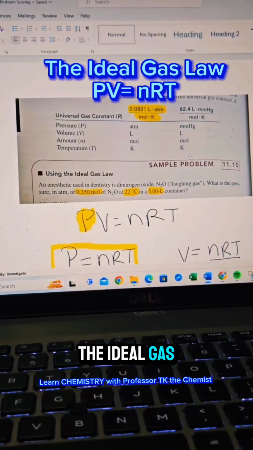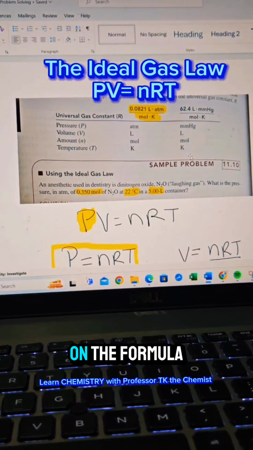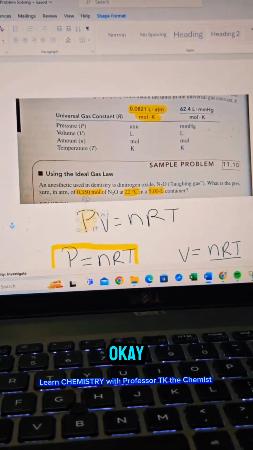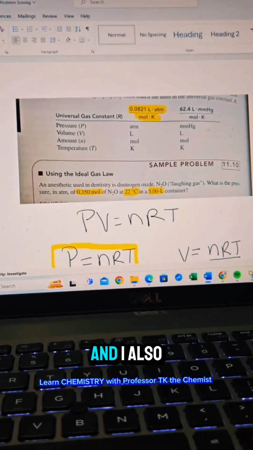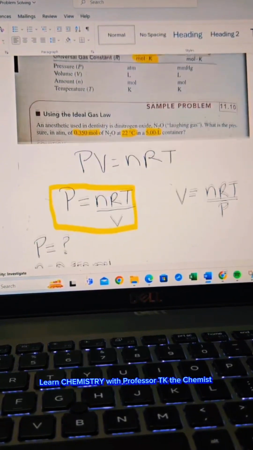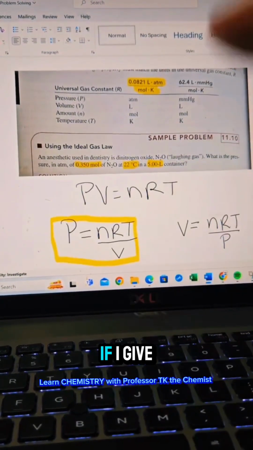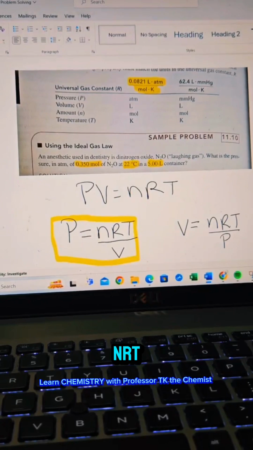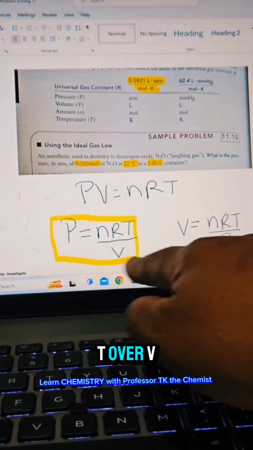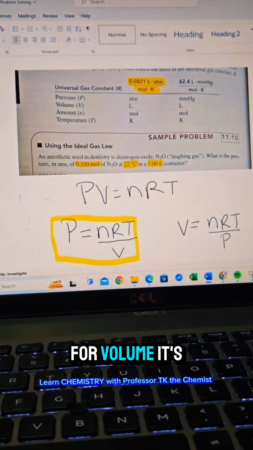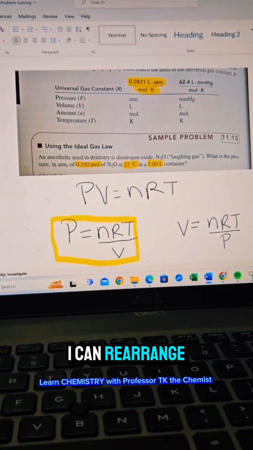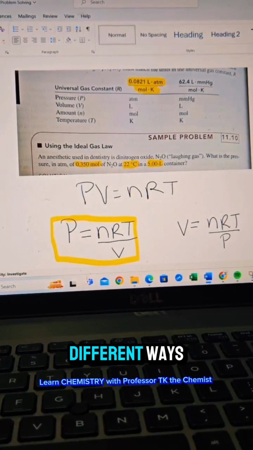The ideal gas law is based on the formula PV equals nRT. Okay? PV equals nRT. And I also showed students how you can derive multiple formulas out of the one. So if I give you PV equals nRT, if I'm looking for pressure, it's going to be equal to nRT over V. If I'm looking for volume, it's going to be nRT over P. I can rearrange this formula multiple different ways.